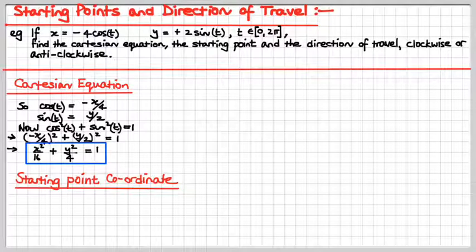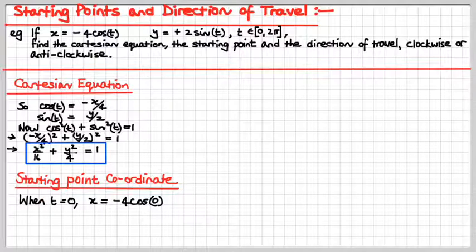Now, the starting point, coordinate. This is where we've got to get some new concepts happening here, guys. You see that t goes from 0 to 2 pi. So the starting point. Think of t as time, right? So the starting point would be when t is 0.